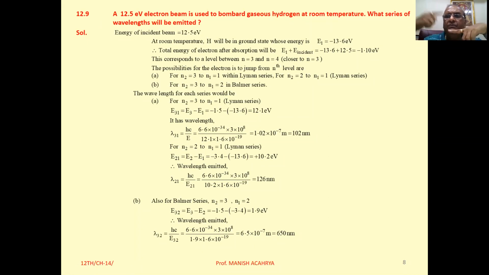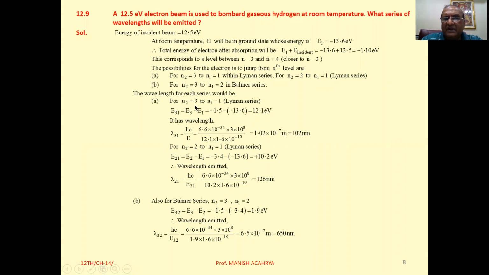Now when it jumps to n equal to 3 state, the possible transitions are from 3 to 2, then 2 to 1, and one transition is possible from 3 directly to 1. In this way, we will get 3 spectral lines. For 3 to 1 you will get Lyman series, and when it jumps from 3 to 2 you will get Balmer, but when it jumps from 2 to 1 you will again get Lyman series. So in the 3 to 1 jump or 2 to 1, you will get Lyman series, and for the transition from 3 to 2, you will get Balmer series.